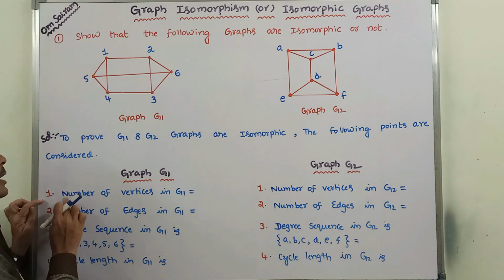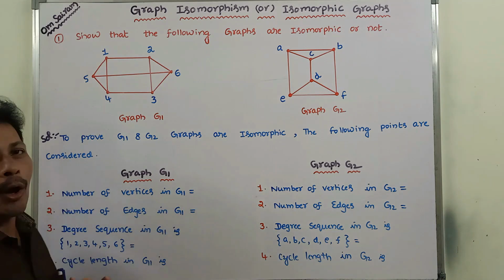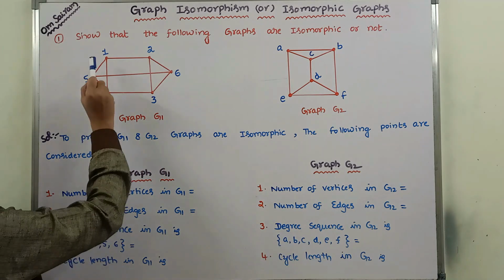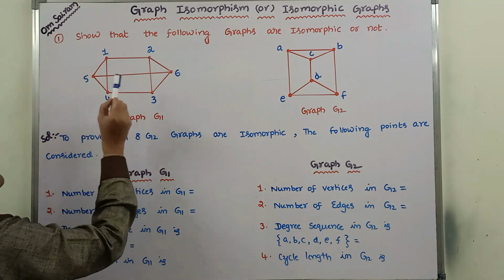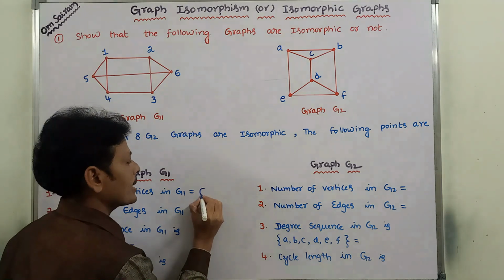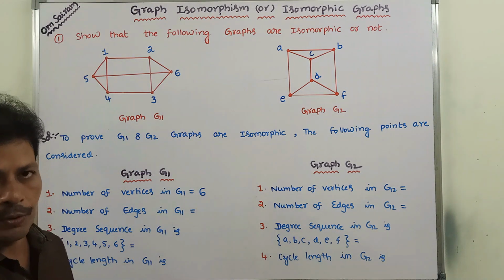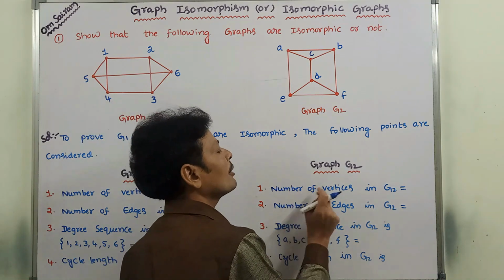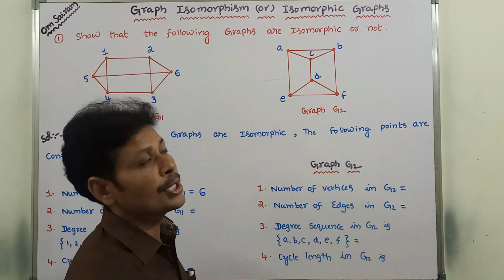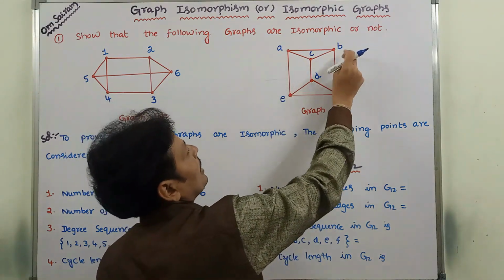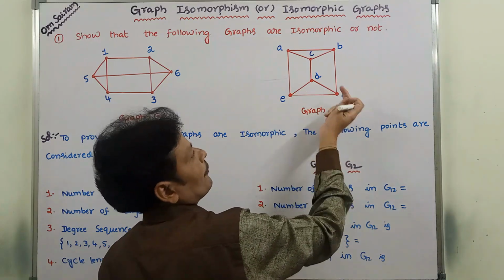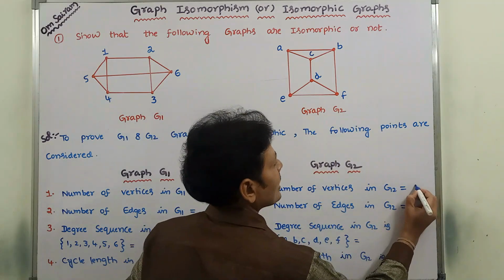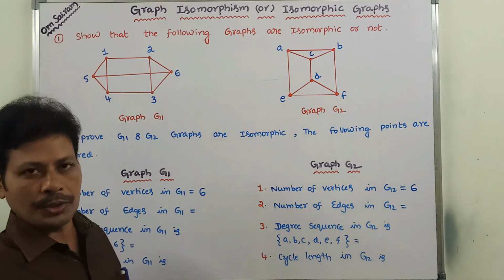First one is the number of vertices in graph G1. How many vertices are there in graph G1? 1, 2, 3, 4, 5, 6. So there are 6 vertices in graph G1. Whereas in the case of graph G2, how many vertices are there? A, B, C, D, E, F. That is 1, 2, 3, 4, 5, 6. So 6 vertices are there in graph G2.